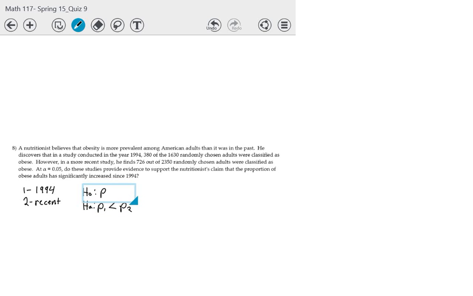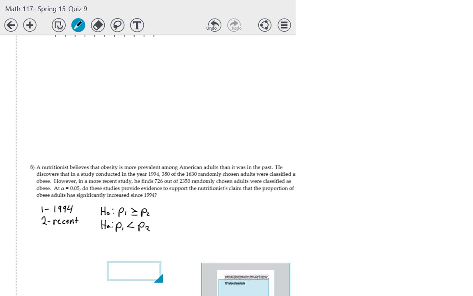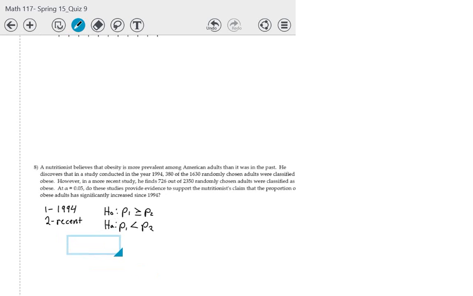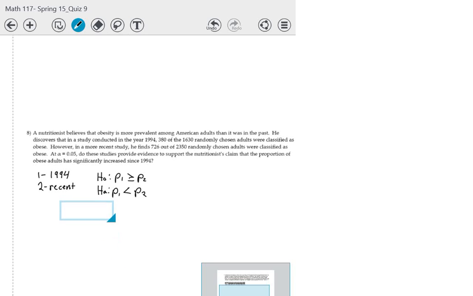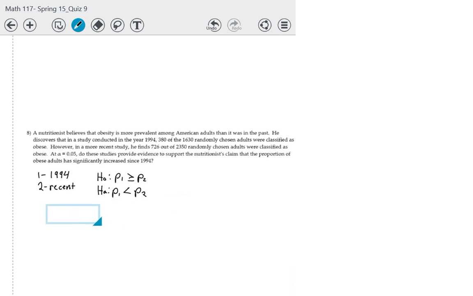So the alternative hypothesis is that, and the null hypothesis will be the exact opposite. Now remember, the null hypothesis always has the equality. Okay, so you want to make sure that your null hypothesis has the equality sign. Okay, so now it's just a matter of knowing what the test is. So this is a z-test. Okay, all tests for proportions are a z-test.